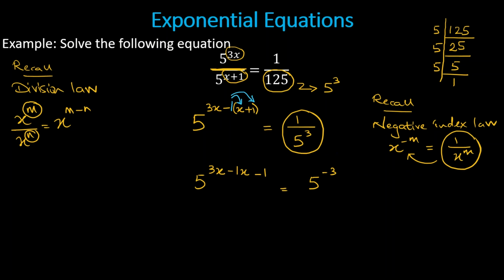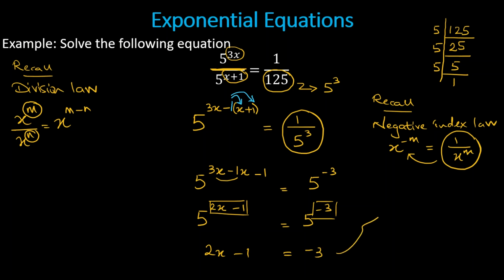Right, so we continue to simplify. The left hand side is 3x minus 1x, we have 2x minus 1, and this is equal to simply 5 to the power of negative 3. Now we have reached a step where we have the same base on both sides. What we have to do? Simply we have to equate the two powers. So 2x minus 1 must be equal to negative 3.